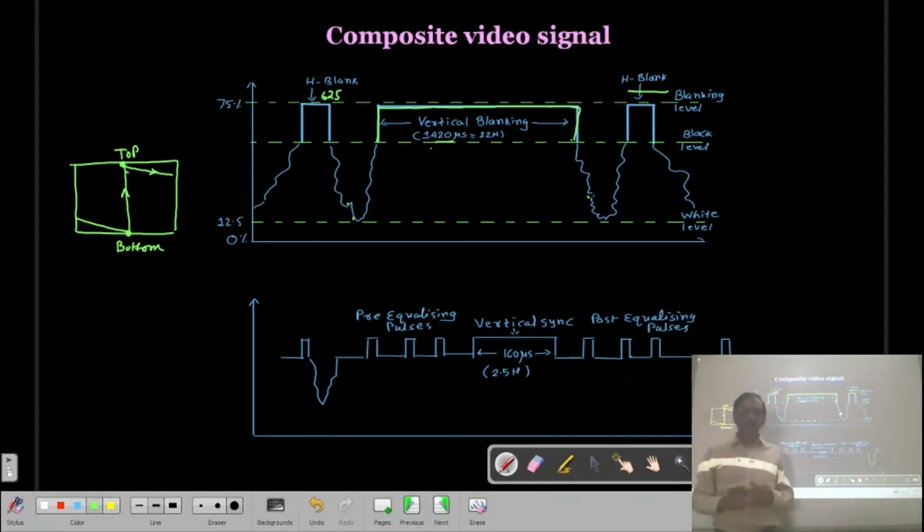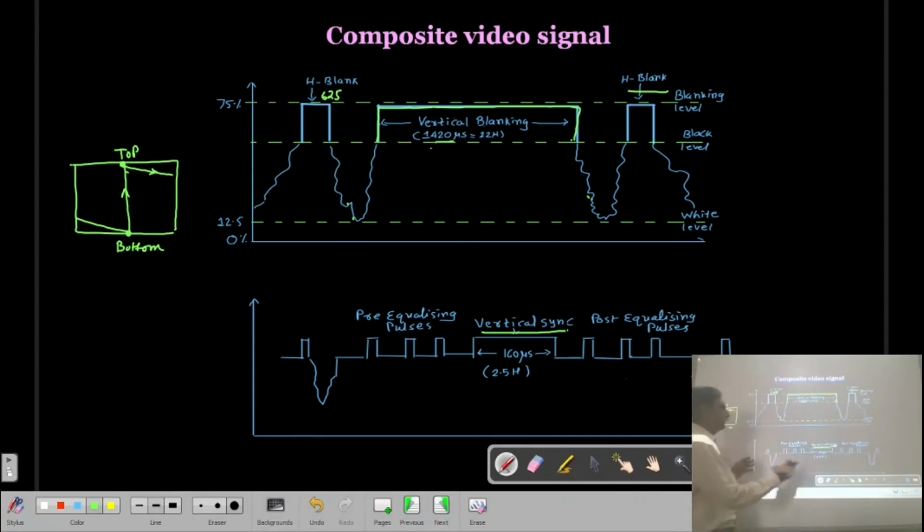Now to synchronize this field, again we require a sync pulse, which is known as a vertical sync pulse. Now remember that there are two vertical blanking pulses. One blanking will be after the odd field, when all the odd number of lines are completed, and then another blanking pulse will be there after completing the even number of lines, or you can say the even field is completed.